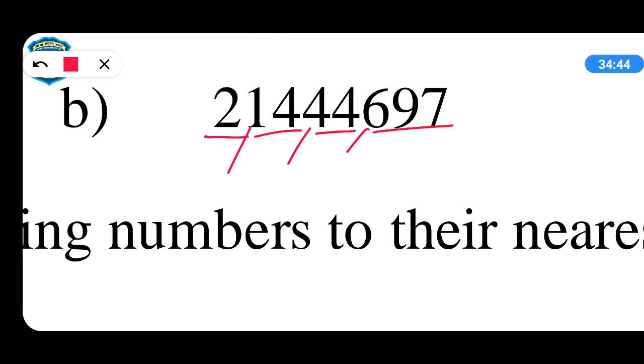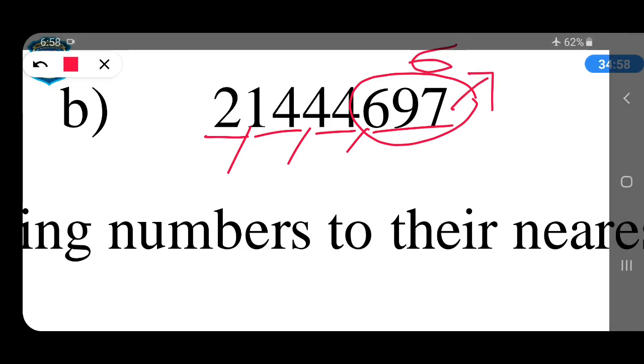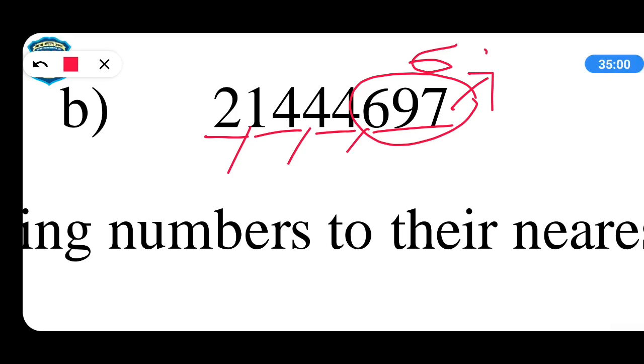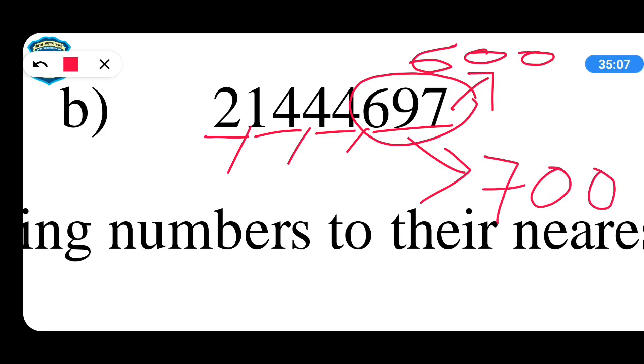The number is 2,14,44,697, and you have to find the nearest 100. So let us see this number 697. Before this 697, the number is 600, right? And after this, what next? 700. Now tell me, who will decide? This 97 will decide. It is more than 50, so it will move to the next. So it will become 700.